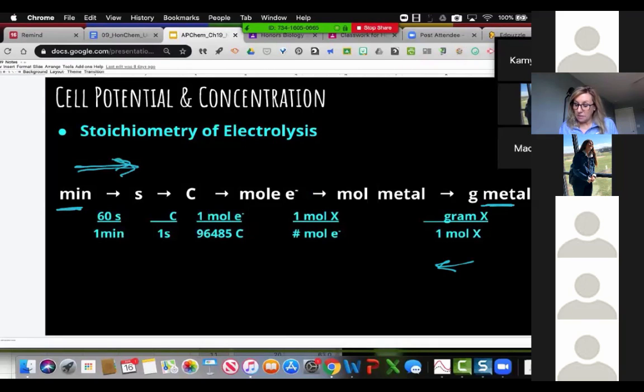So when you set this up, if we were going in this direction, it would tell you how many minutes. So you would start with minutes, you would go to seconds, then you would convert it to coulombs. Then you would convert coulombs to moles of electrons, knowing there's Faraday's constant: 96,485 coulombs per 1 mole. Then you would change moles of electrons to moles of metal, depending on the charge. Then you would convert to grams using the molar mass. Okay, and this is going to be a lot easier once we go through one of these.